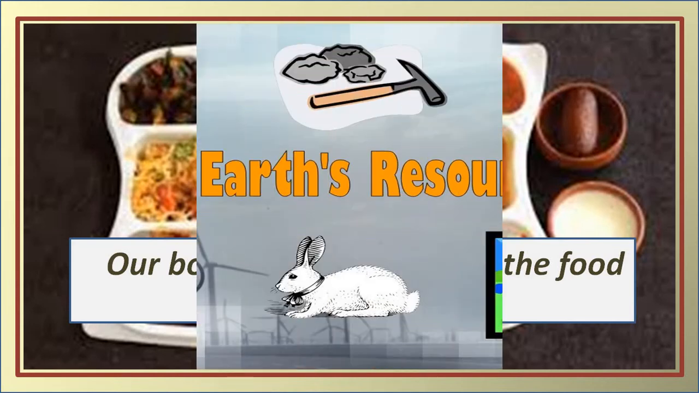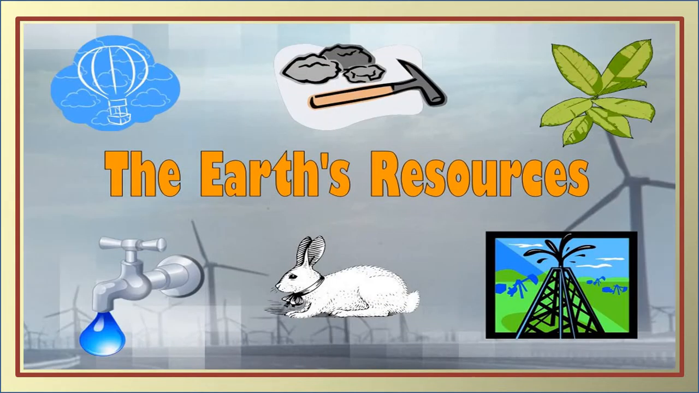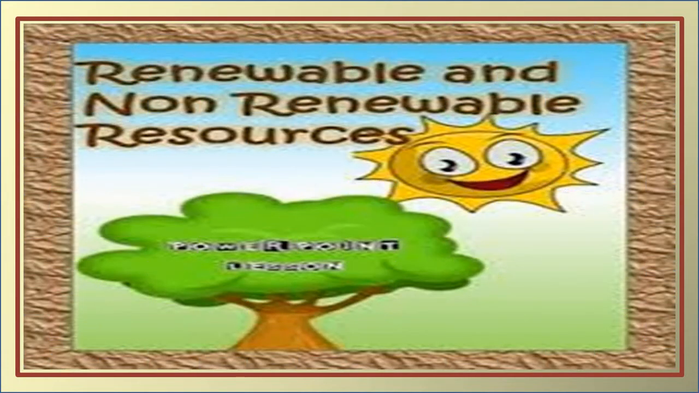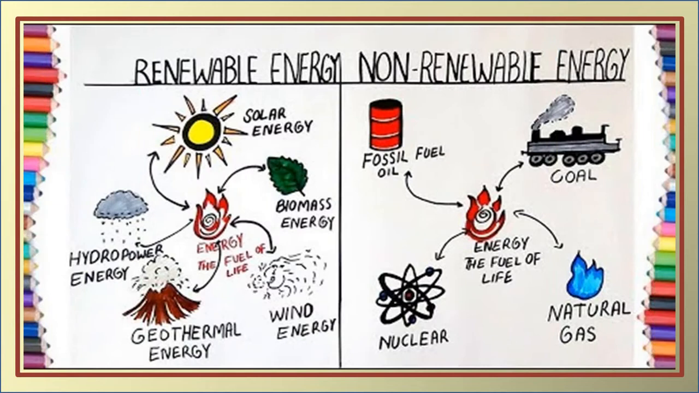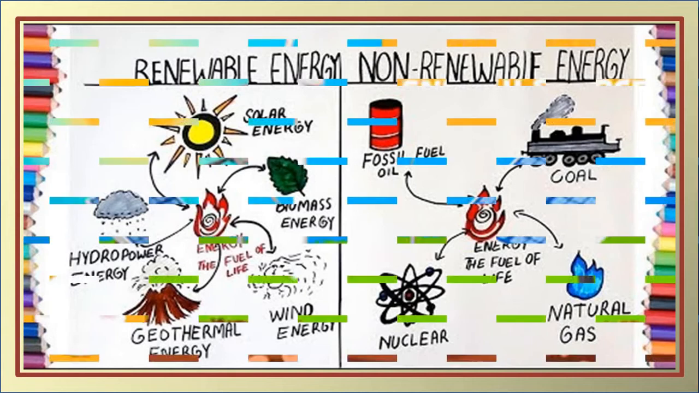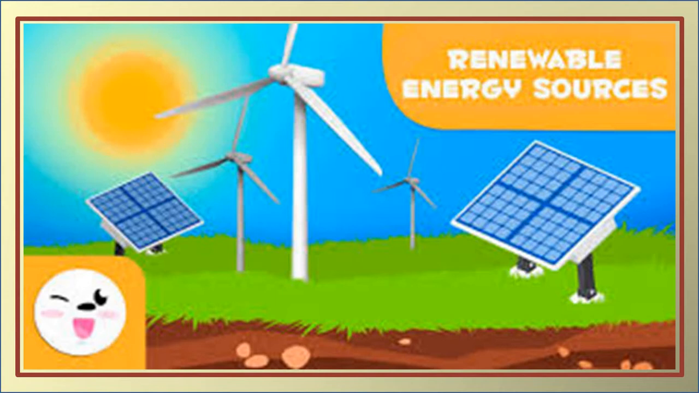We use a variety of Earth's resources, but not all of them will be around forever. Means we use different forms of energy from Earth's resources, but they will not all exist forever. So these may be renewable and non-renewable. So children, there are two sources of energy: renewable energy and non-renewable energy. Let's discuss each in detail. Let's start with renewable energy.